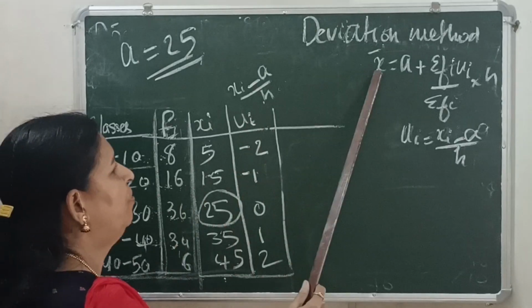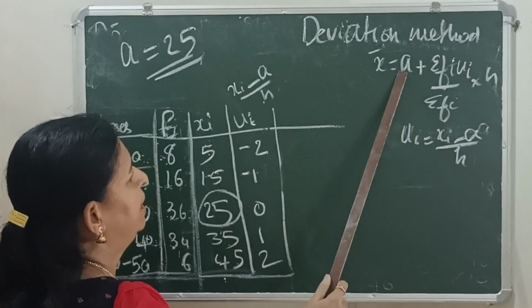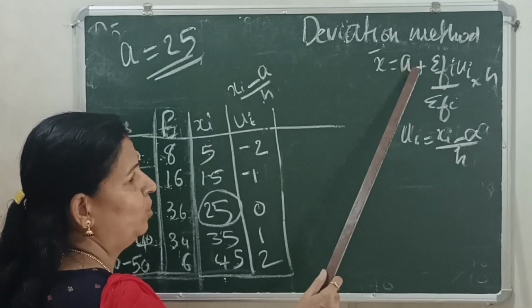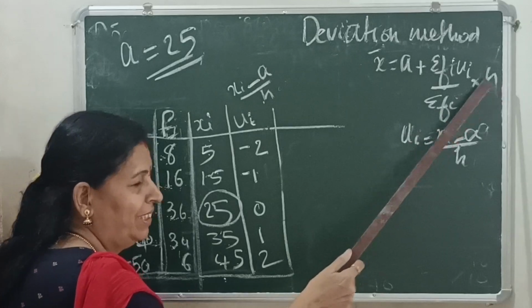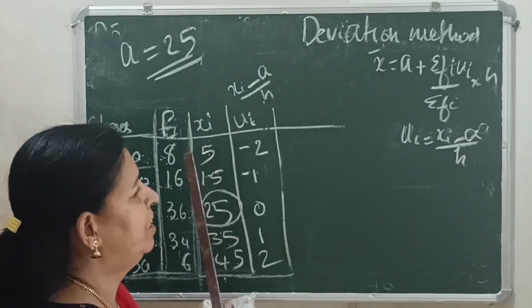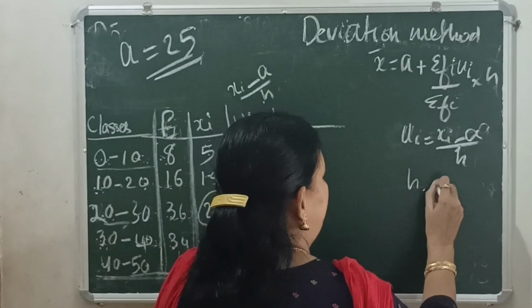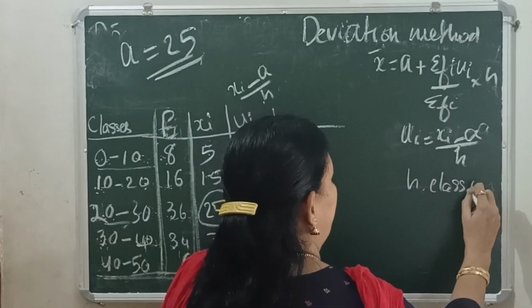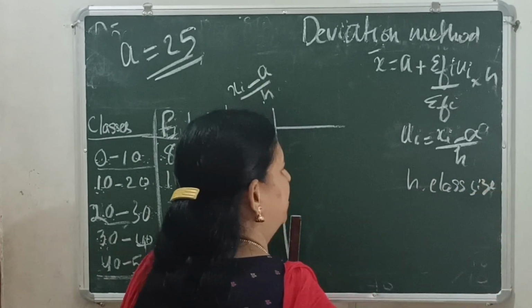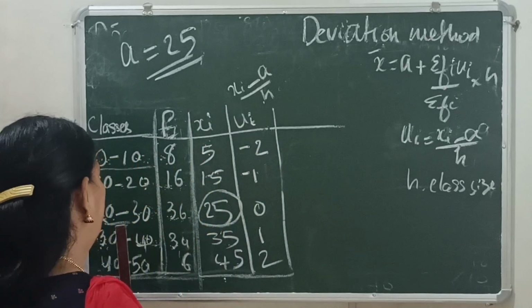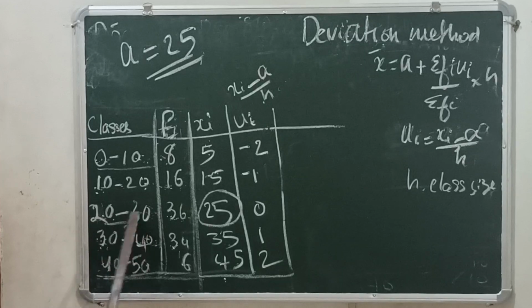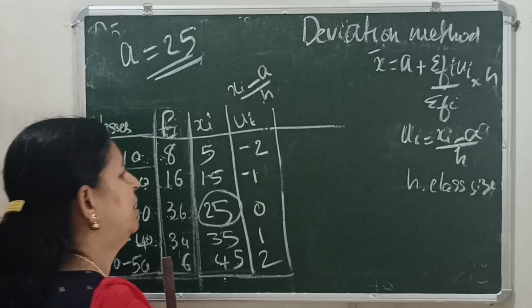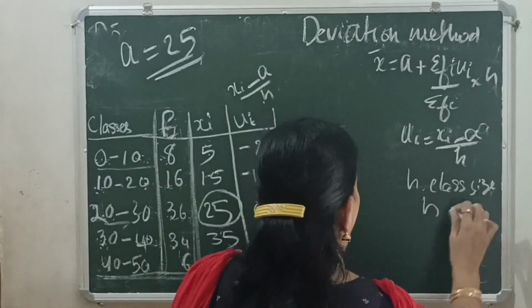Then u. We have the formula, deviation method: arithmetic mean x bar equal to a plus sigma fi ui by sigma fi into h, where ui equal to x minus a by h. h is the class size or class width. For finding class size, the difference between the upper limit and lower limit: 30 minus 20, 10; 20 minus 10, 10. Here h is equal to 10.